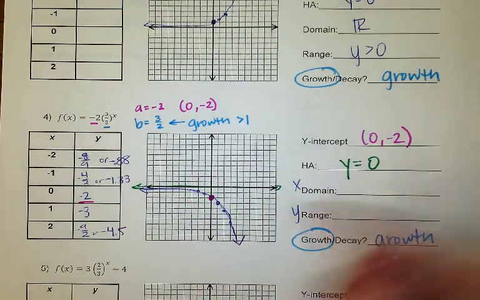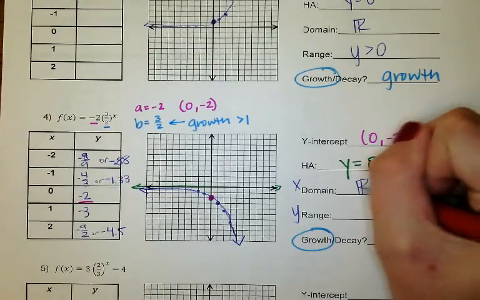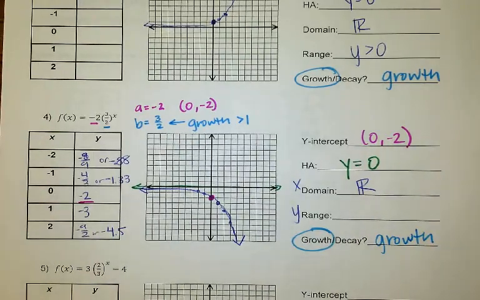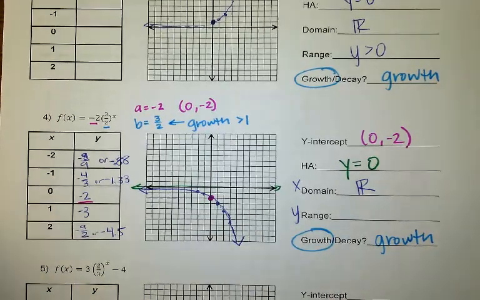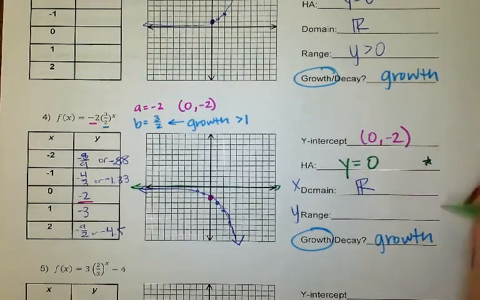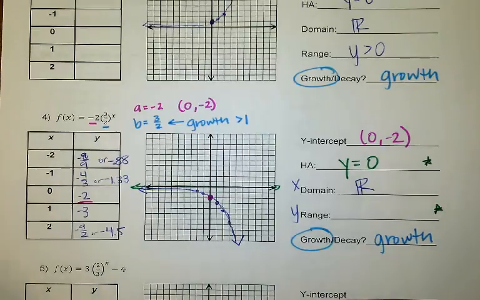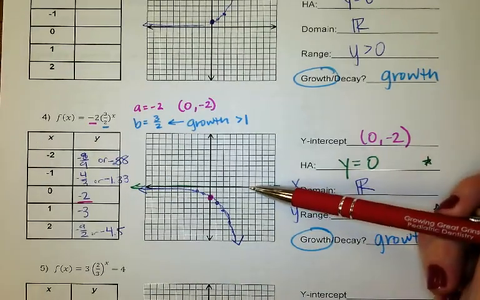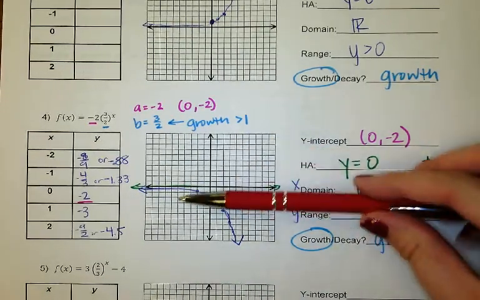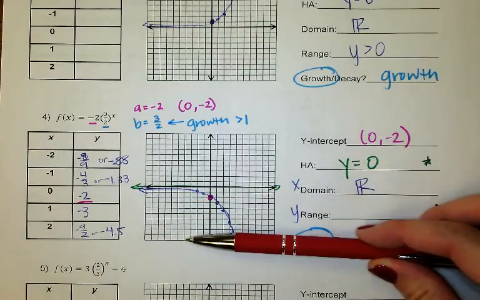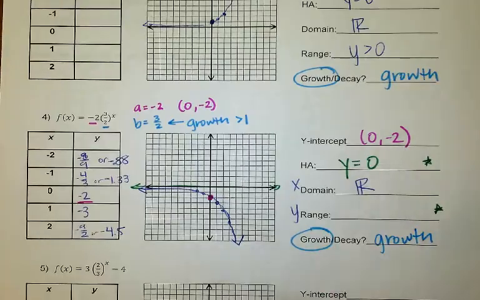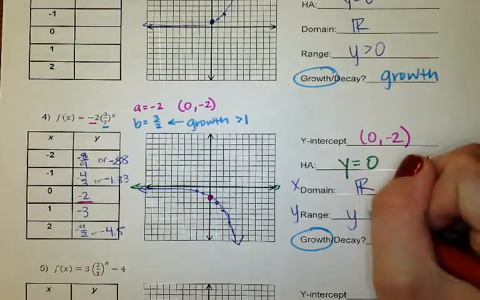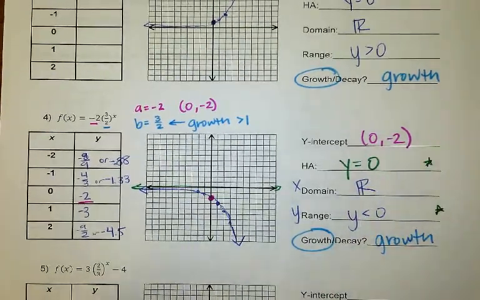My range, okay, remember, it's connected to that horizontal asymptote. Are all of my values bigger than 0, or all of my values smaller than 0? Smaller. The graph is below the line, so this time it's y is less than 0. This is new, okay? Now that it's below the line, my range is y is less than 0, okay?